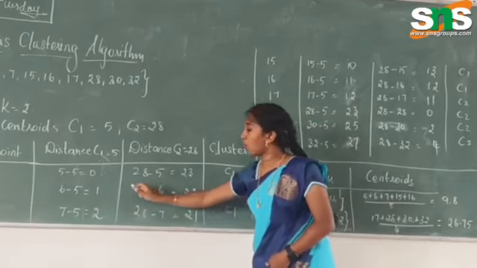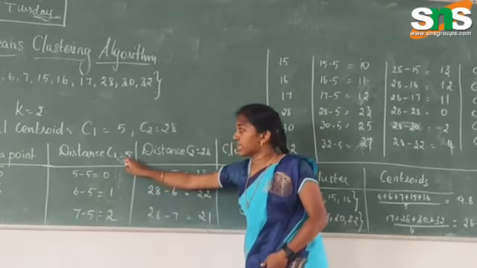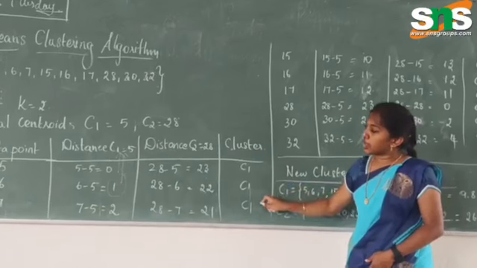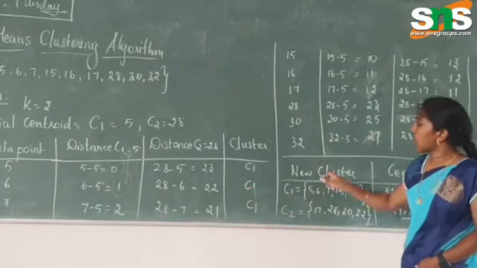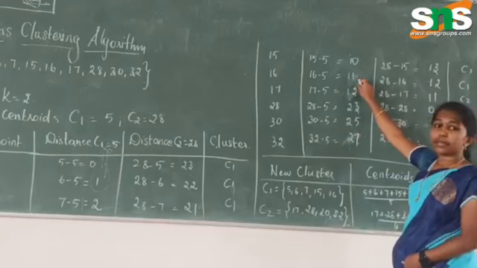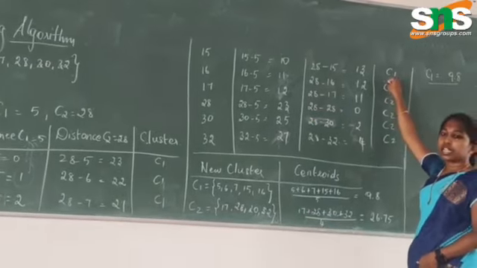Similarly, for the second one, 1 and 22, the smallest value is 1. Since 1 is from C1, the assigned cluster is also C1. Likewise we assign for the next cases. In all these cases, C1 has the smallest value, so I assign C1 as the cluster for these points.